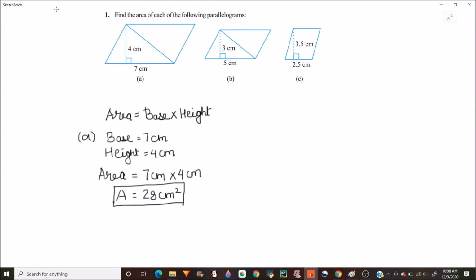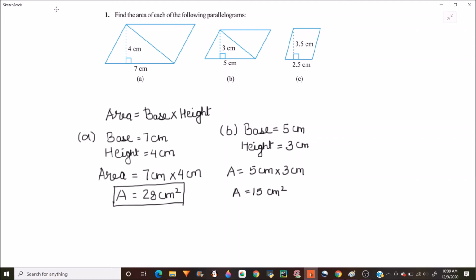Now let's solve one more example by using the formula. Here in shape B, the base of the parallelogram is given as 5 centimeters and its height as 3 centimeters. So the area will become 5 centimeters times 3 centimeters. So the area of the parallelogram is equal to 15 centimeters squared, or 15 square centimeters.